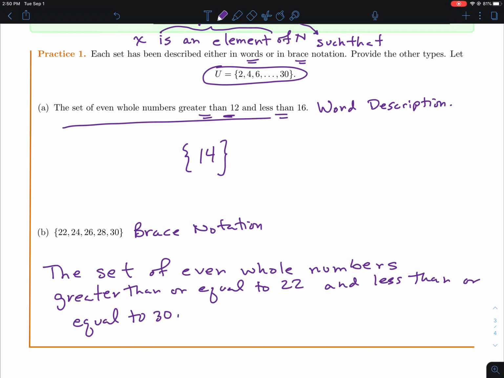30. Depending on how you wanted to write this, you could have said less than 32, greater than 20. Either way is fine with me. I like using the equals sign, but it's up to you. All right, does that make sense? Everybody good with that? All right, very good.